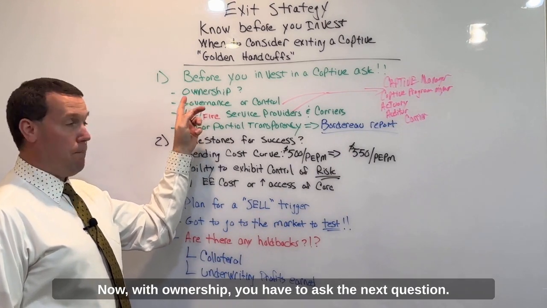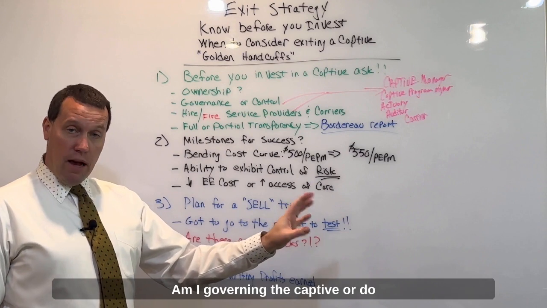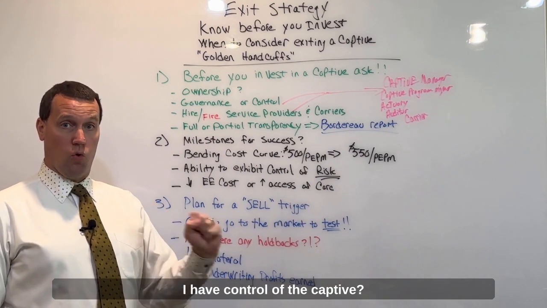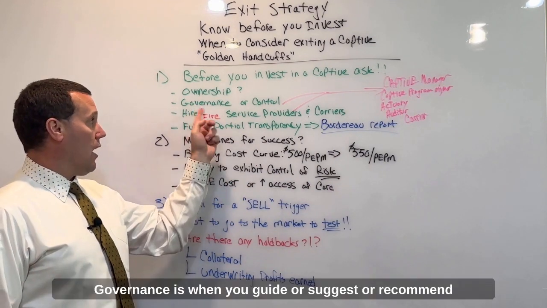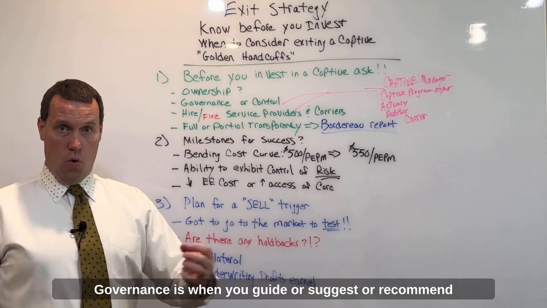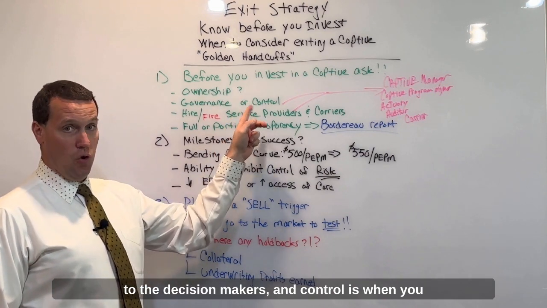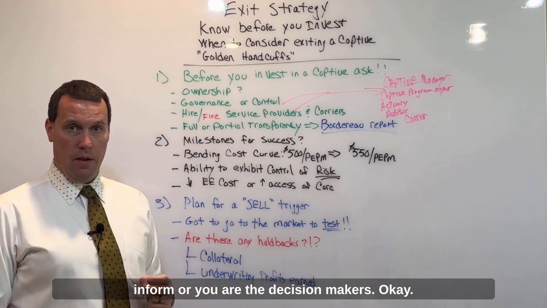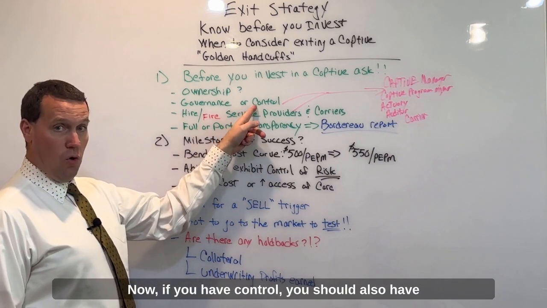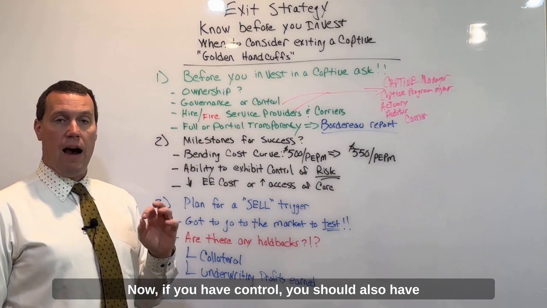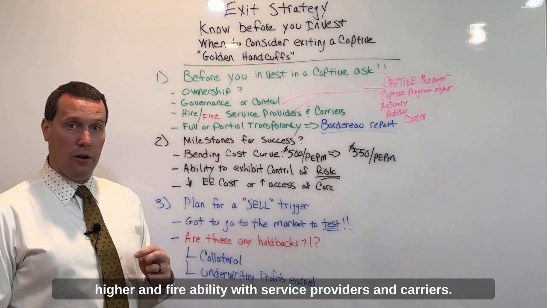Now, with ownership, you have to ask the next question: am I governing the captive, or do I have control of the captive? These labels are not interchangeable. Governance is when you guide or suggest or recommend to the decision makers, and control is when you are the decision makers. Okay? Now, if you have control, you should also have hire and fire ability with service providers and carriers.